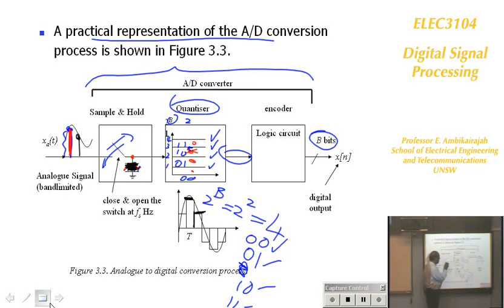If you don't keep this capacitor constant while you're trying to figure out what level it falls in, then you have a problem. So always during conversion, while finding out which level it is, you must keep the voltage fixed.